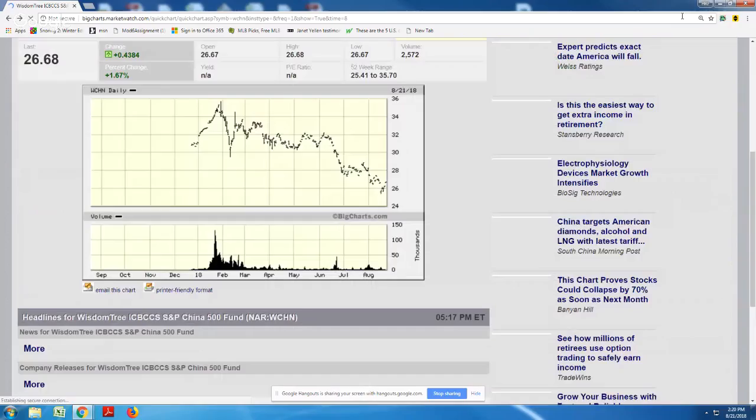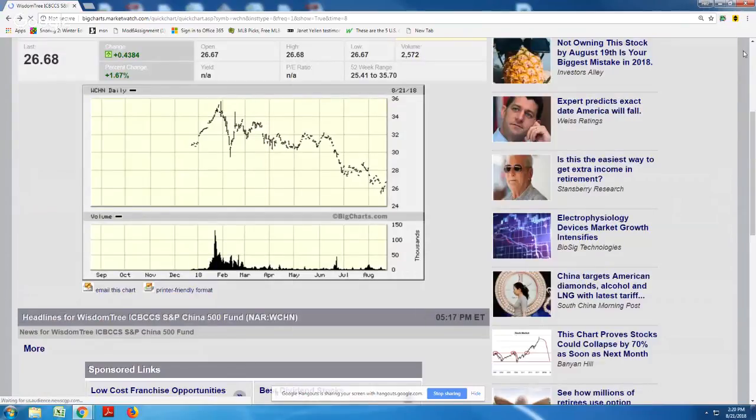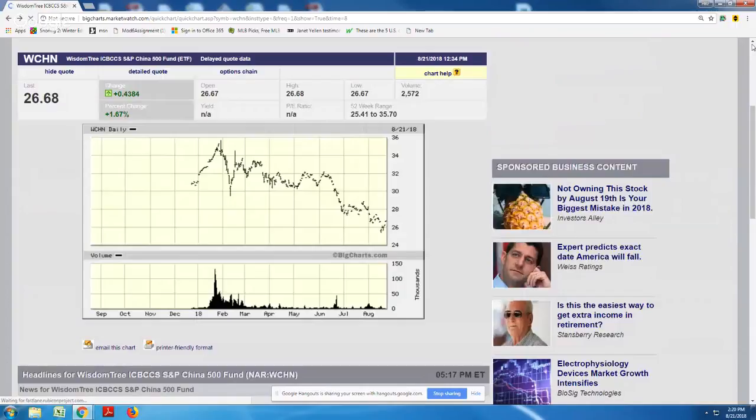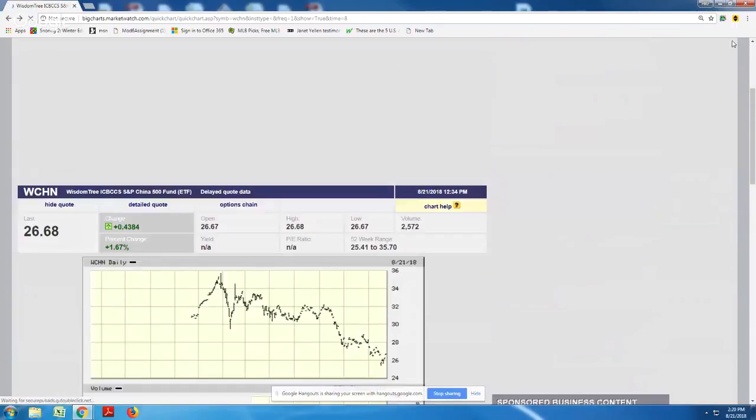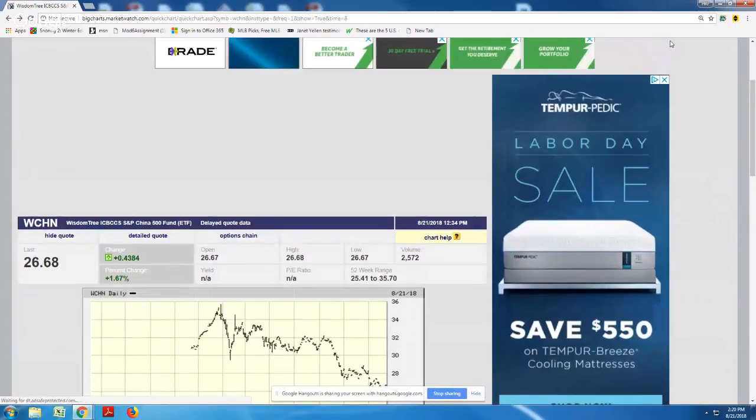Another thing that might help over there is if the dollar were to drop a little bit. Might be something that would be helpful to them as well. All right, let's take a look here.